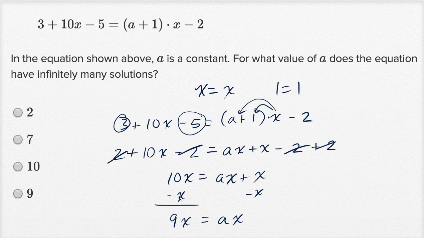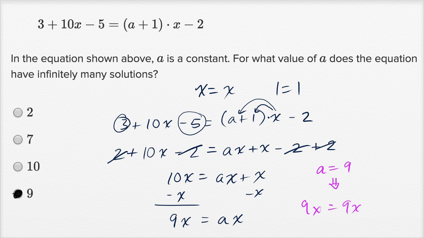So how could I have an infinite number of solutions, an equation that's going to be true for any x? Well, if a was equal to 9. If a is equal to 9, then 9x is going to be equal to, instead of a, I'd write 9, 9x. Well, that's going to be true for any x. Any x times 9 is going to be equal to that same x times 9 again. You're going to have an infinite number of solutions. And so a needs to be equal to 9.